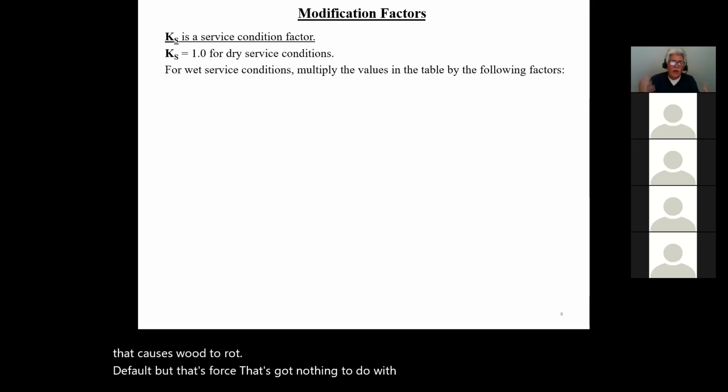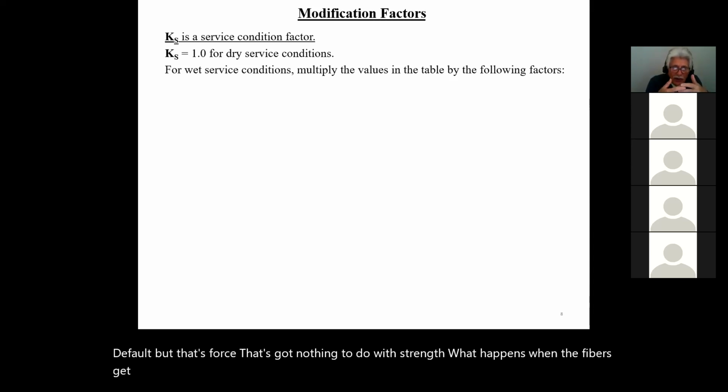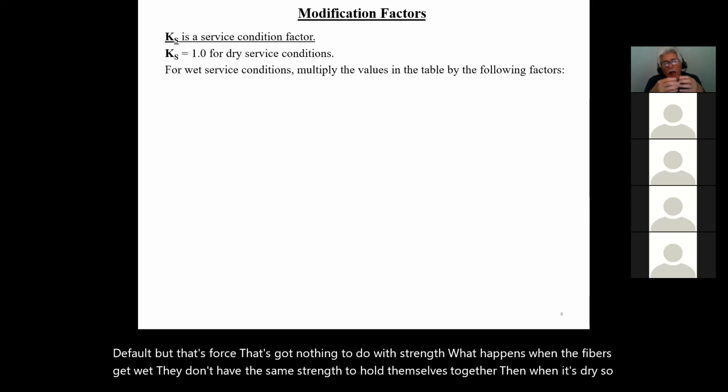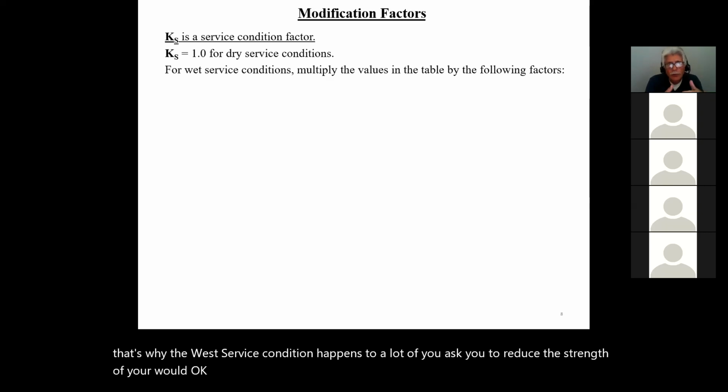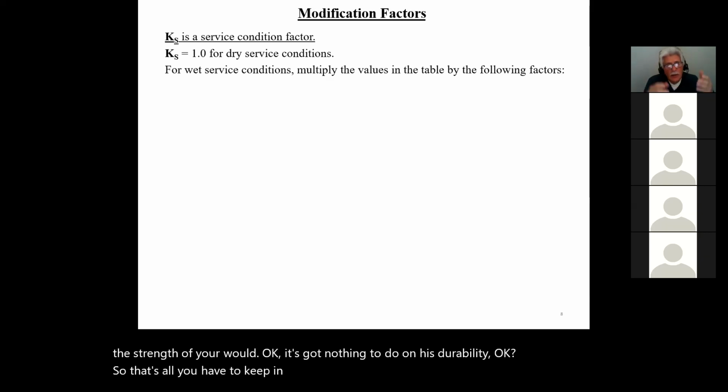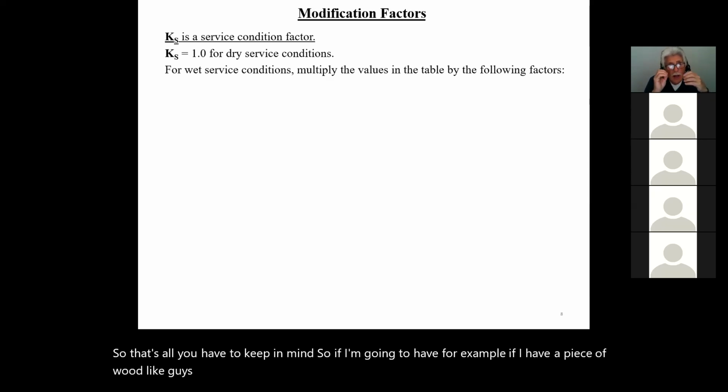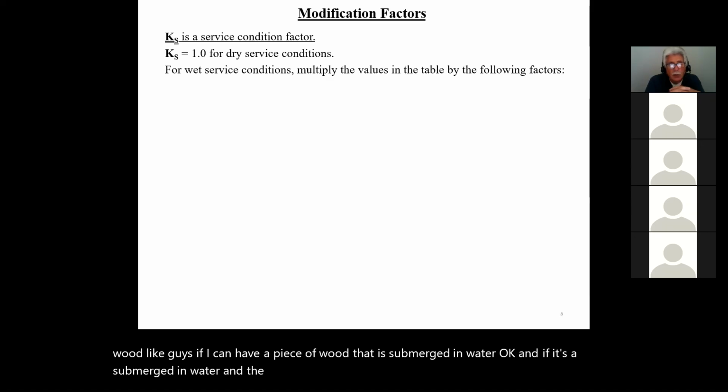What happens is that when the fibers get wet, they don't have the same strength to hold themselves together as when it's dry. So that's why the wet service condition asks you to reduce the strength of your wood. It's got nothing to do with durability. So that's all you have to keep in mind. If I have a piece of wood that is submerged in water, and it stays submerged and the moisture content doesn't change, it will never rot. Do you know that?